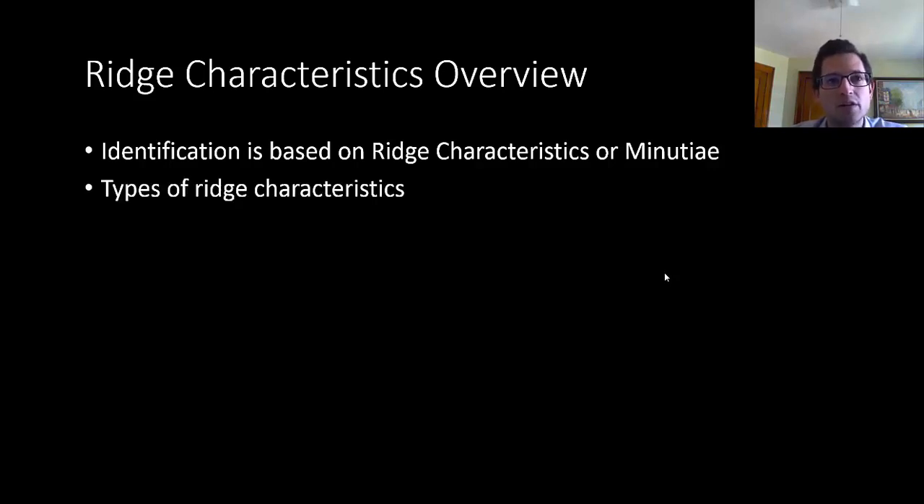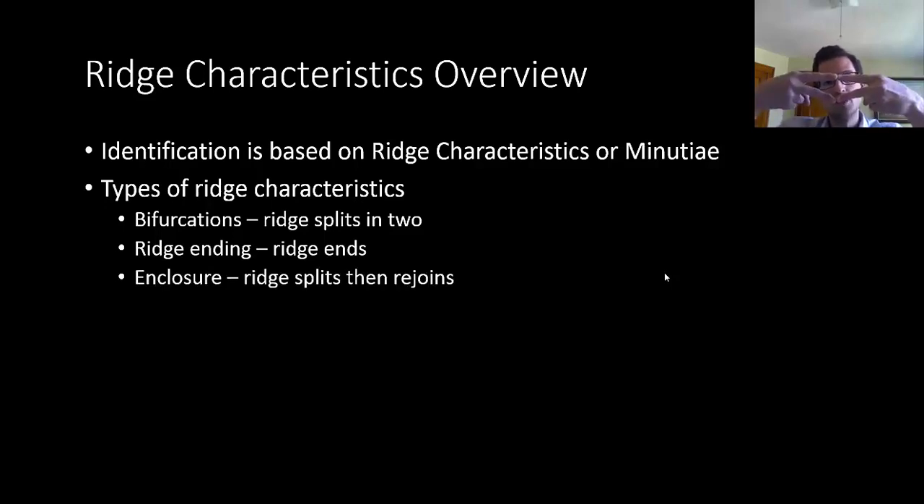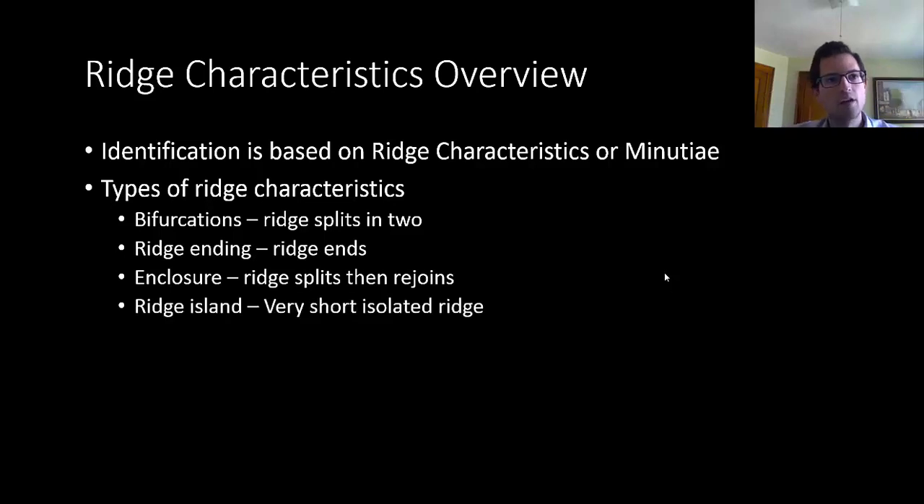What are the types of ridge characteristics we look at? We have bifurcations, this is where a ridge splits in two. We have ridge endings, this is where a ridge ends. We have enclosures, this is when a ridge splits and then rejoins, looks like this. And we have ridge islands. These are very short, isolated ridges.